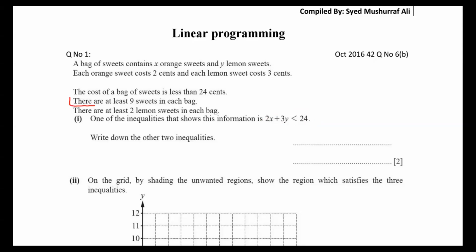He said at least 9 sweets in each bag. What does each bag mean? Naturally, I can say here 9 sweets. Now the problem is, which sweet? Did he talk about the lemon? No. Did he talk about orange? No. He talked about all together. All together means what? I can say X plus Y.